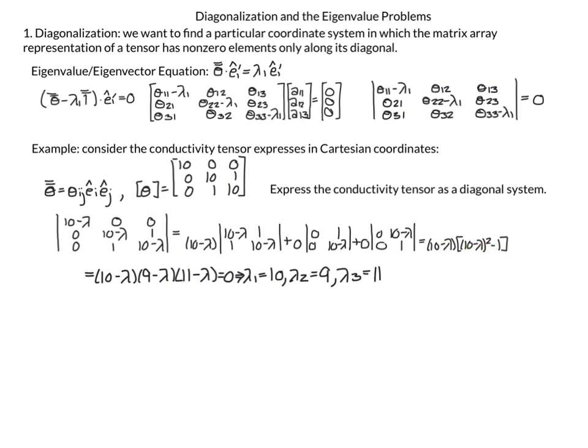So this expression here is equal to 10 minus lambda, 9 minus lambda, 11 minus lambda. When I set that equal to 0, then I get 3 solutions. Lambda 1 equals 10, lambda 2 equals 9, and lambda 3 equals 11.